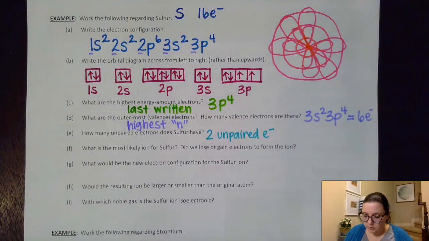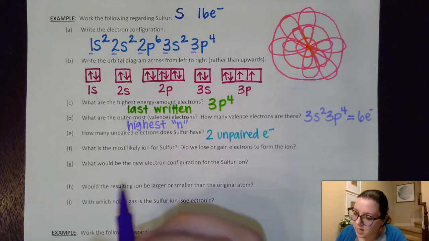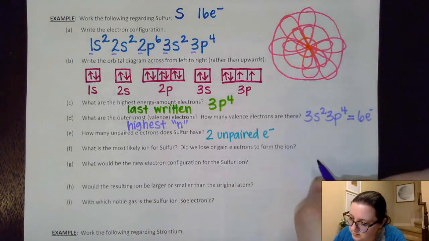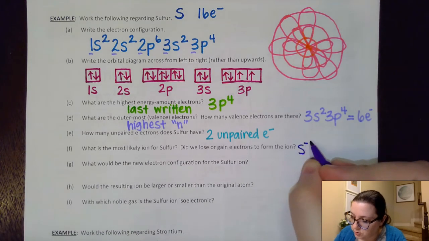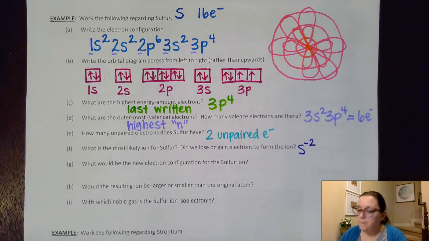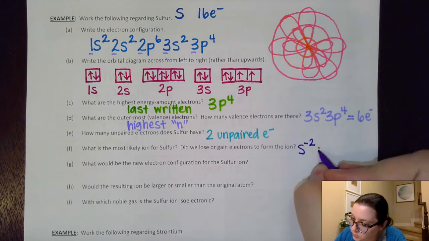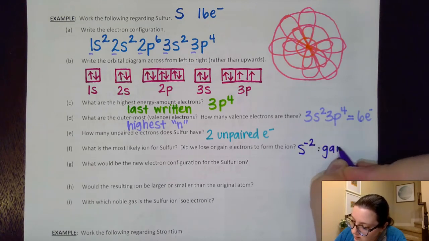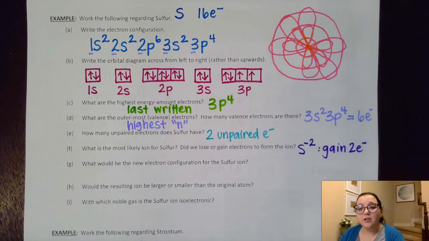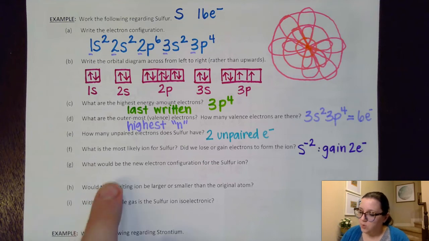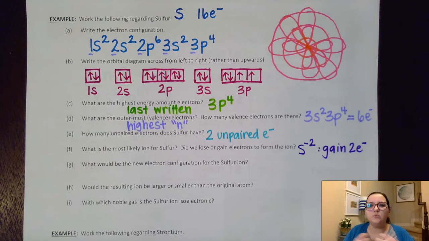So here's what I'm going to do. I'm going to put on here that the most likely ion for sulfur is a sulfur -2 charge. Why? Because we are going to gain 2 electrons to go forward and look like the nearest noble gas. Now they ask us a question down here. What would the new electron configuration for this sulfur ion be? Well, think about where those 2 electrons would go into.